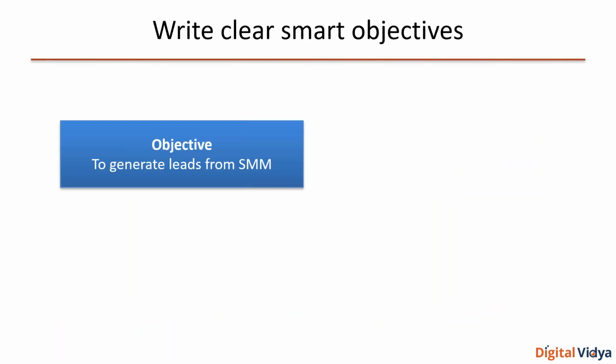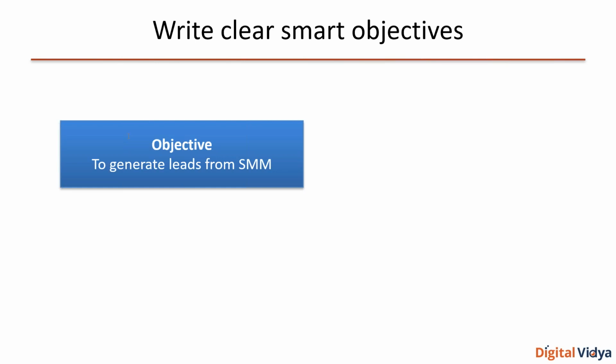So let's look at this objective. It says to generate leads from social media marketing. Is this objective SMART? Yes or no? Can I get a quick yes or a quick no? Is this a SMART objective? To generate leads from social media marketing. Everyone else? Is it SMART? Well, not really. Pooja's right. It's generic, right?